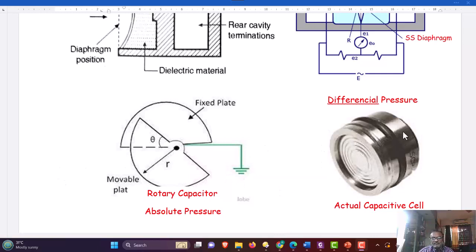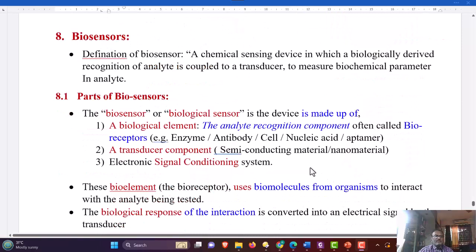A typical practical assembly of the pressure sensor is as shown in the figure. It consists of a metallic diaphragm and it is hermetically sealed in a steel cabinet. And this can be used as a differential pressure device. That's all about the pressure sensors.